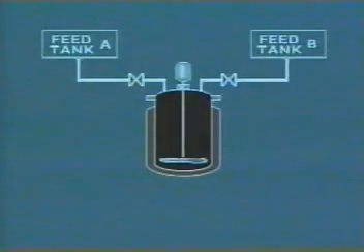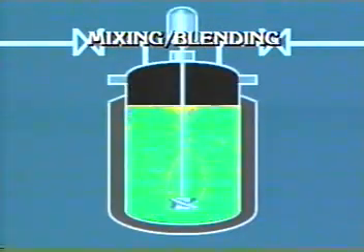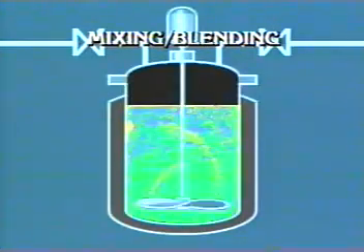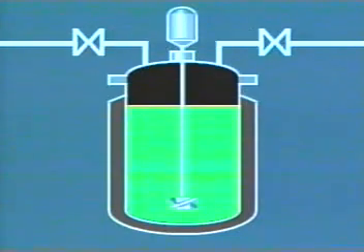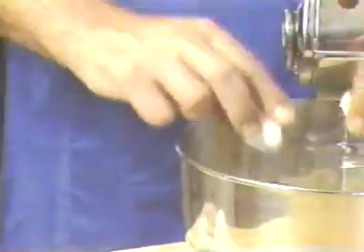One type of batch process is a mixing and blending process. Mixing and blending is a simple batch process which may not involve any chemical reaction. However, control of process variables such as mixing time, temperature, and pressure is important in order to produce a quality product. Paint making is one example of an industrial mixing-blending process. Most of the cooking you do in the home involves mixing and blending processes.